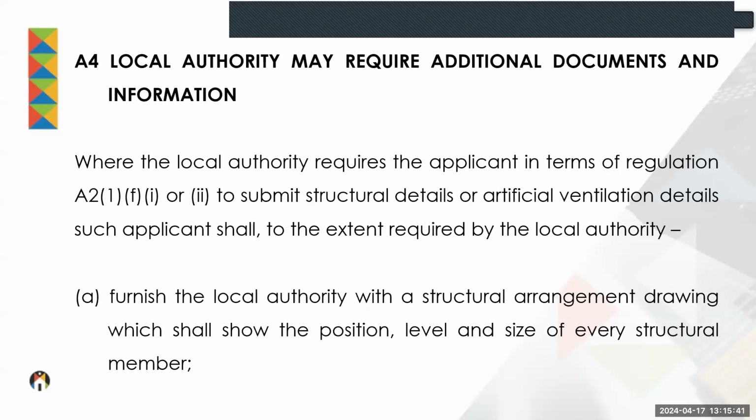Remember that the local authority at any time can require additional documents and information, other than the minimums that are required in Regulation A2. I'm not going to go into detail here, but they can ask you to furnish structural arrangement drawings other than those required by the different structural parts, Part H, J, K, L, M, and N. Additional detailing can be requested so that they can determine whether the building is going to be safe or not.